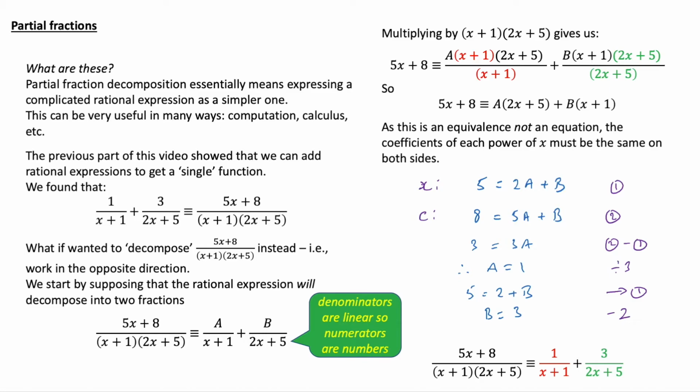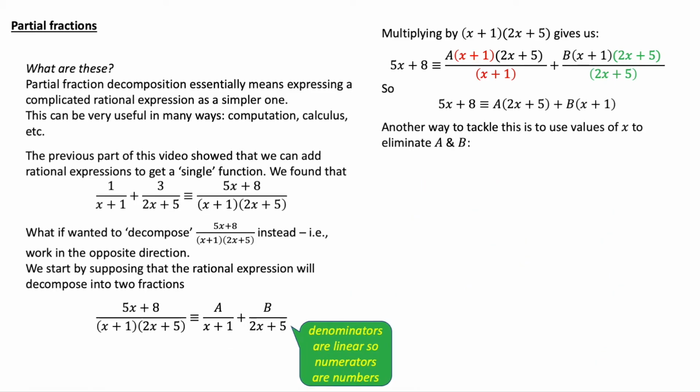And we knew that already, of course, but had we not known that, that's how we could have found that out. Now, another way to tackle this is using values of x to eliminate a and b. If we put x equals minus 1 into this equation, then what that will achieve is it'll make x plus 1 equal to 0, so that will get rid of the b, because that will be b times 0.